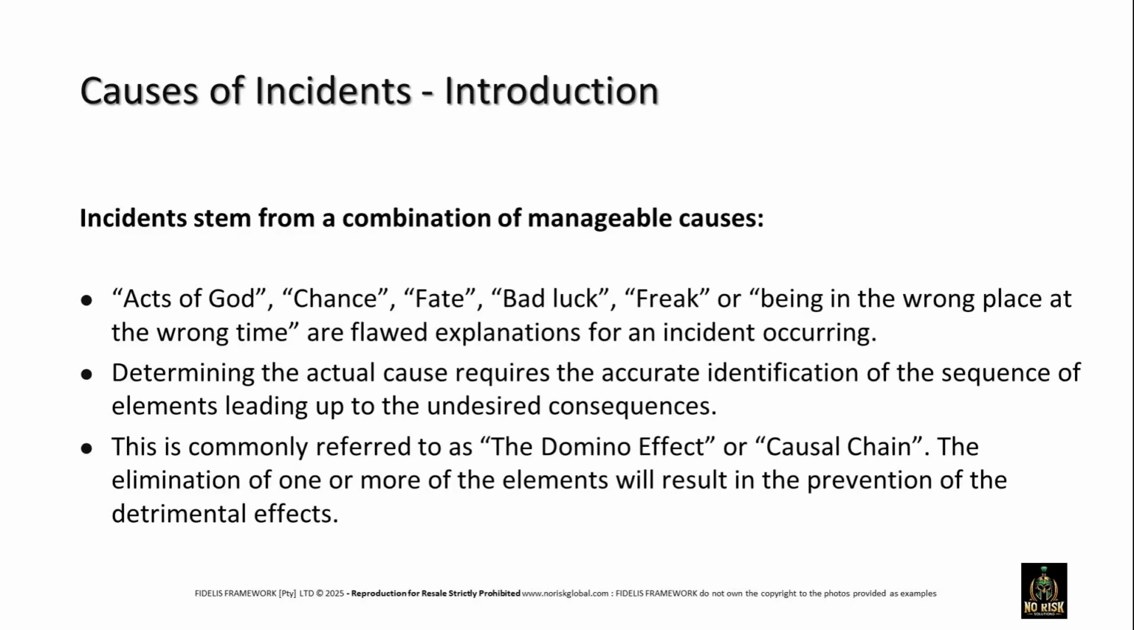Incidents often arise from a combination of manageable causes, challenging the notion of random chance or fate. Understanding the sequence of events leading to an incident is crucial for prevention, often referred to as the domino effect or causal chain. By eliminating one or more elements, we can prevent the undesired consequences.